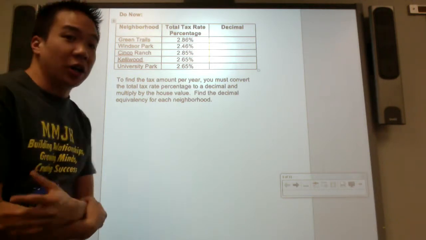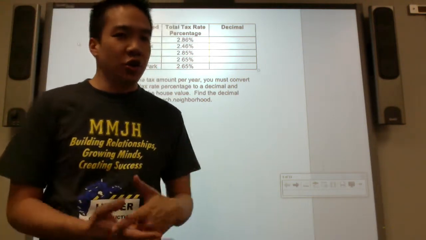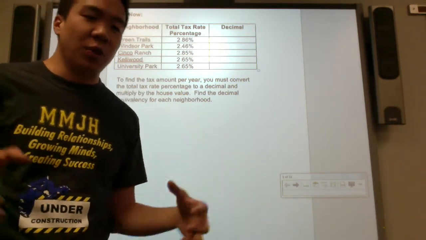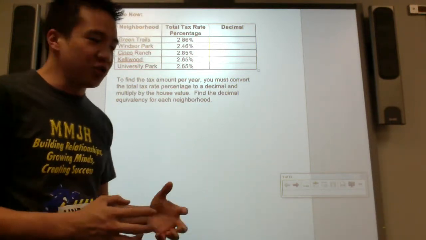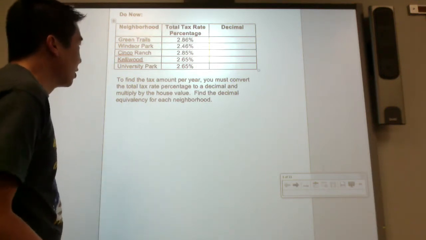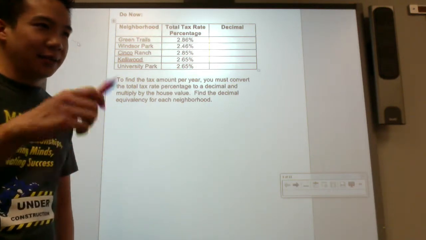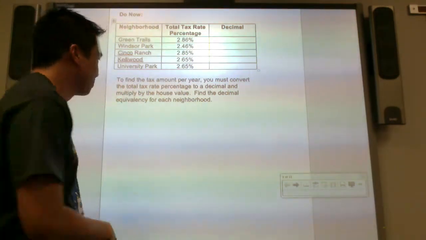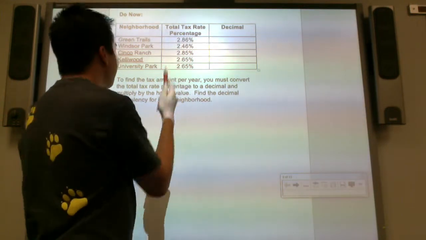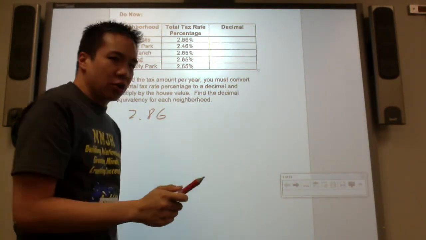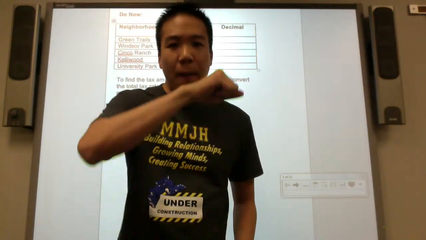Some neighborhoods are taxed at a higher rate, mainly due to the MUD district, the water district. It's the one that pays for your water and the garbage and all that stuff in the streets. So let's look at Green Trails, right there at I-10 and Greenhouse. No wonder it's called Green Trail. So anyway, it's 2.86%. So what do you know about percent? Percent means what? Per 100.